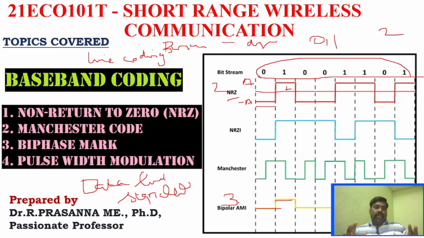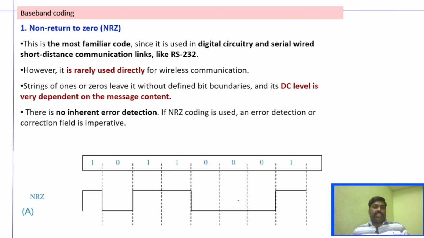As of now you understand what baseband coding is, what the importance of baseband coding is, and what data level and signal level are, right? With this basics, we will see the different baseband codings one by one. First, we'll start with non-return to zero. And what is non-return to zero, right? This non-return to zero is very familiar in digital signals, right?